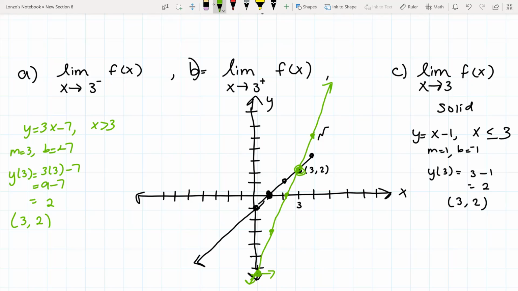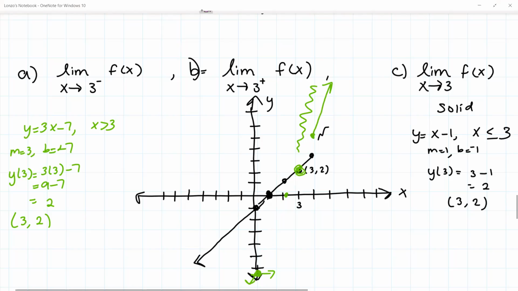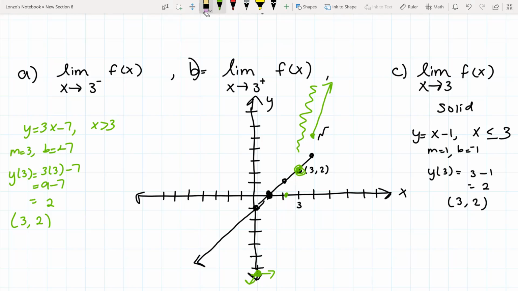Now we have to erase some of the parts because they specifically said our domain is x greater than 3. So we only care about this part, right? We don't care about the smaller part because it says x is greater than 3. So erase this part, we don't need it anymore. So yeah, this is our graph.